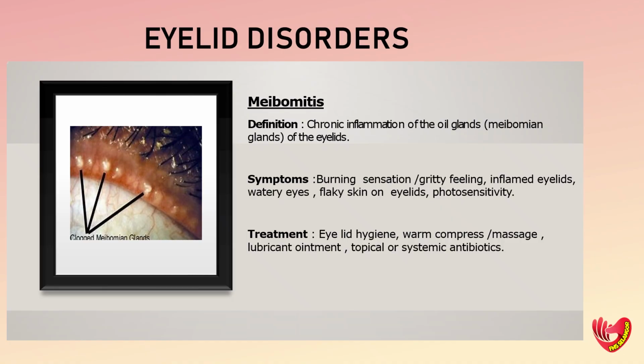This condition can present with several uncomfortable symptoms including burning sensation, inflamed and swollen eyelids, flaky skin on the eyelids, and photosensitivity. Management includes applying warm compresses to the eyelids and gently massaging them, which helps to unblock the meibomian glands and improve oil flow. Lubricant ointments help prevent dryness and in severe cases, topical and systemic antibiotics are used to reduce inflammation and infection.